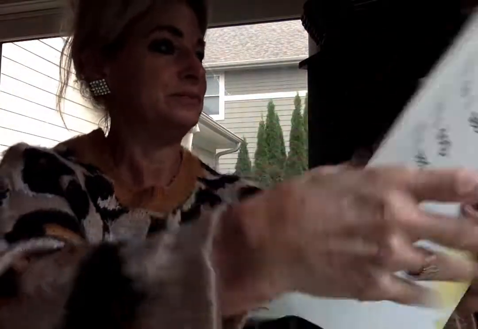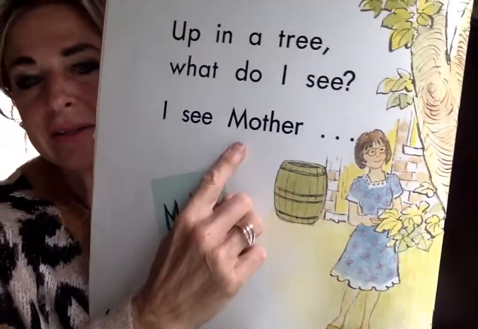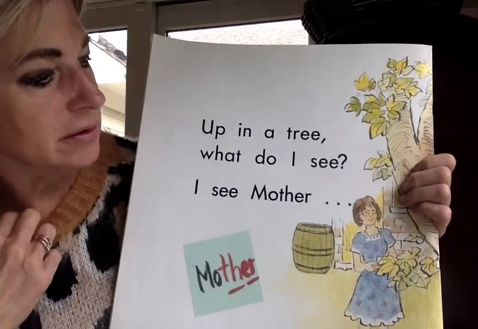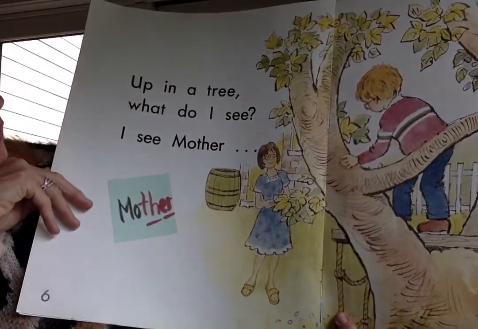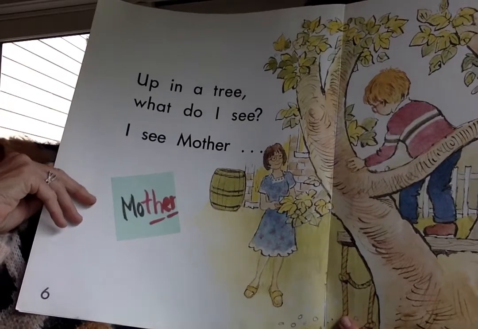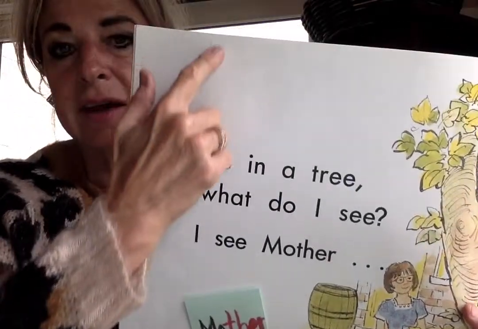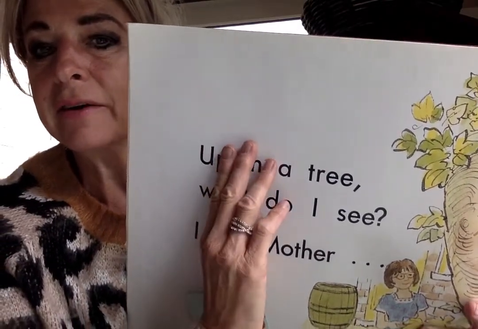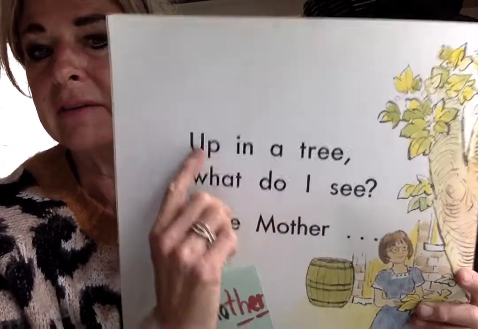Let's turn the page. Oh, that starts with an M, mother. There's the word mother. Now it matches the picture. Let's look at it. But the mother sees him too. Oh, he sees mother. Where do I start to read? I feel my side and I look down. First word, up. First letter, capital U. I wonder where my last word is. Let's find our last word.